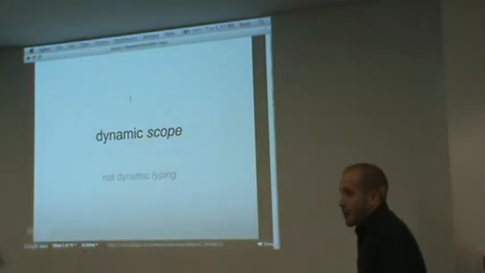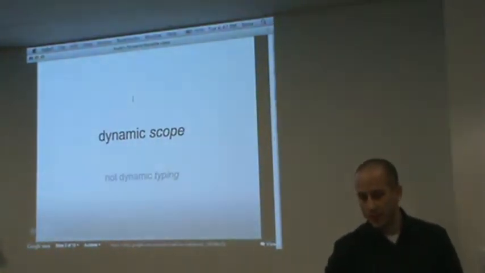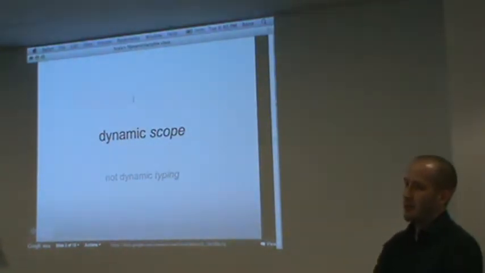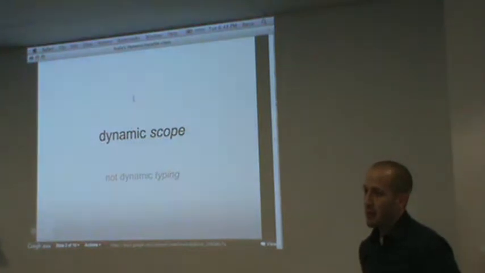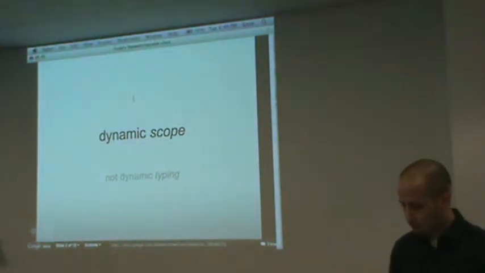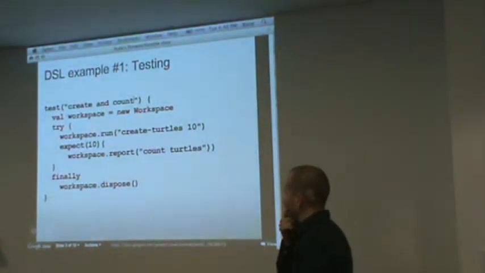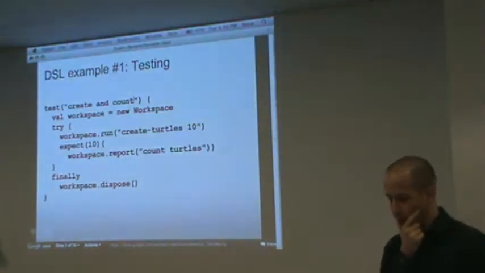So the dynamic in DynamicVariable refers to dynamic scoping and not to dynamic typing. So it's a dynamic variable, dynamically scoped in contrast to lexical scope, which is how scope usually works in Scala and in most modern languages. To motivate this, I'm going to show two examples of DSLs where this is useful.